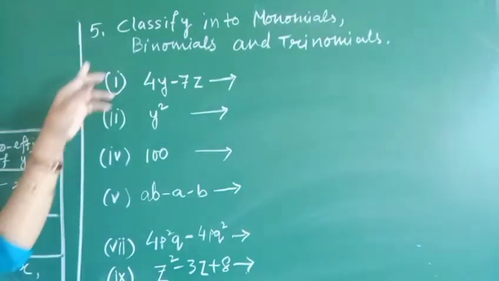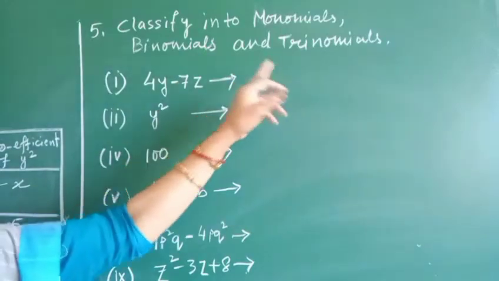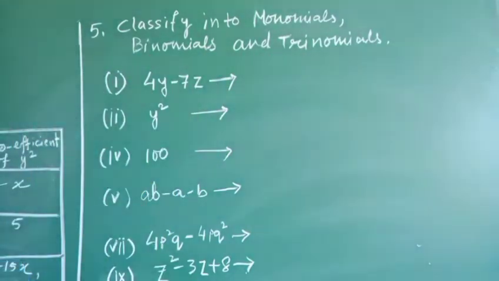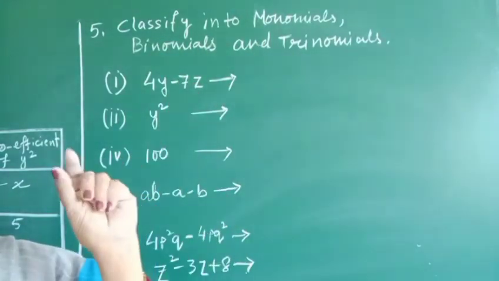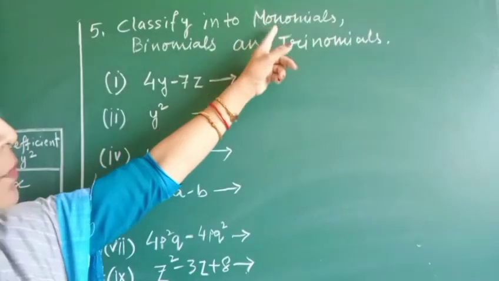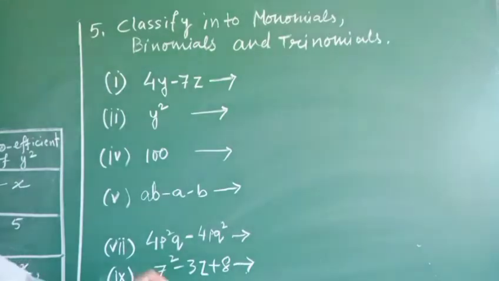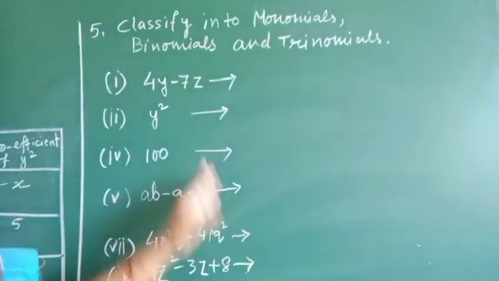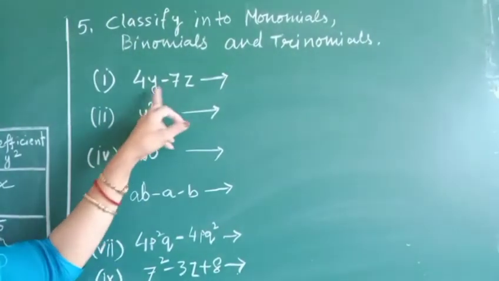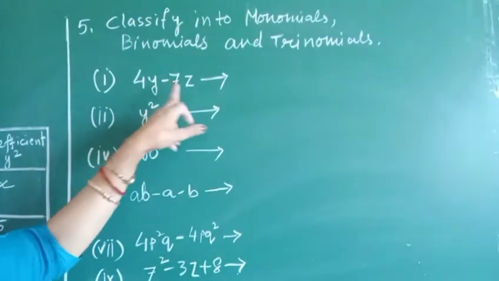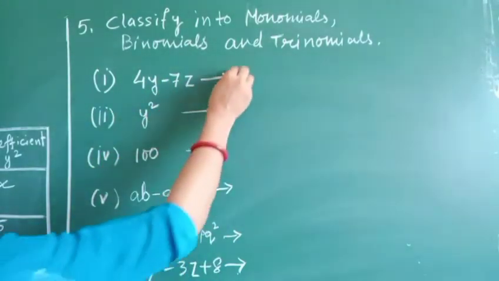now question number 5. Classify into monomials, binomials and trinomials. We have explained it before in the introductory part. An expression containing a single term is a monomial, two terms is a binomial, three terms is a trinomial. So we have to classify now which one is monomial, binomial and trinomial. You can see question number 1, 4y minus 7z. How many terms are there? Yes, two terms, 4y and minus 7z. So we can write it as a binomial.